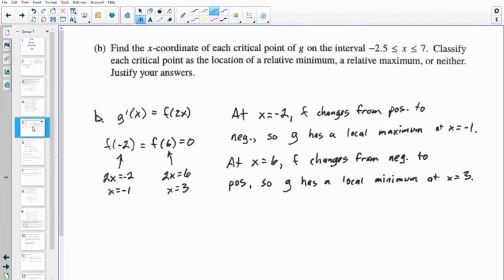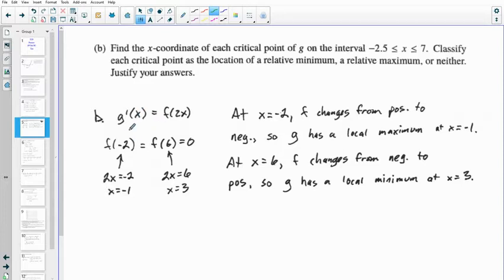Part B, find the coordinates of critical points of G. Well, the critical points of G are going to happen when its derivative is equal to 0, and its derivative is f. There's our fundamental theorem of calculus again. So we stated this already in part A. We don't have to restate why this is, but I thought it would be useful to write it out.